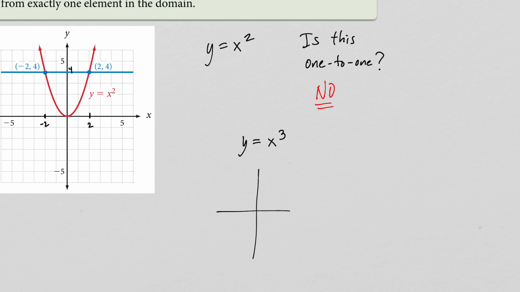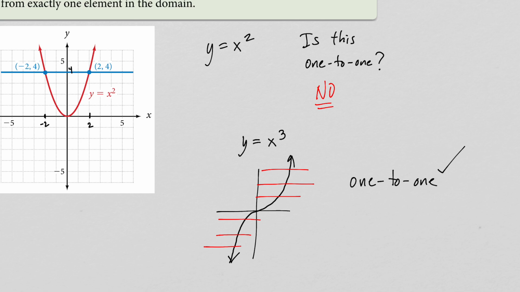If you graph the function y equals x cubed, you get something like this. And I want you to notice that, first of all, every vertical line that you draw only hits the graph one time. That's necessary. But also, every horizontal line that you draw intersects the graph only one time. So this function is one-to-one.